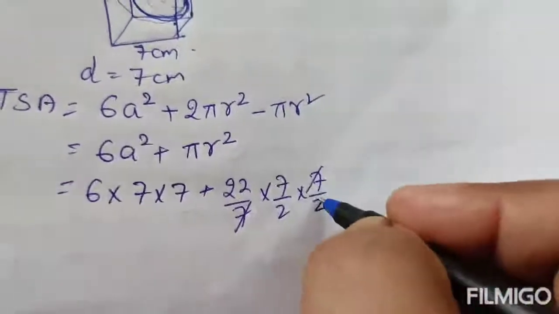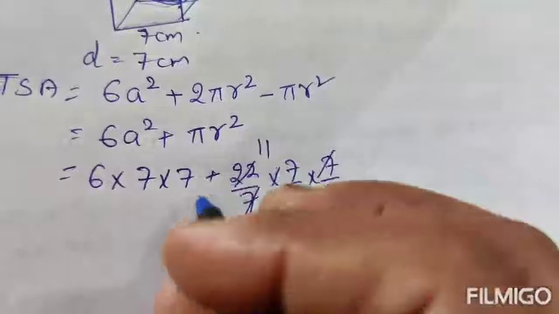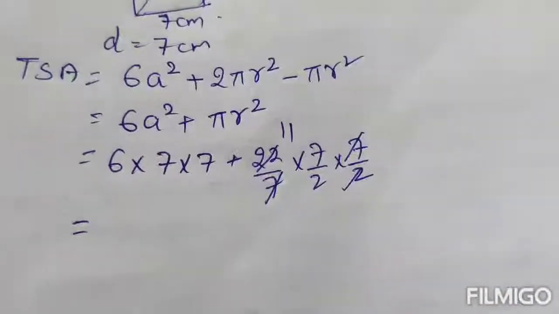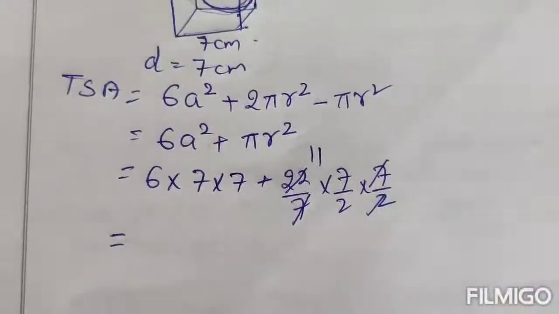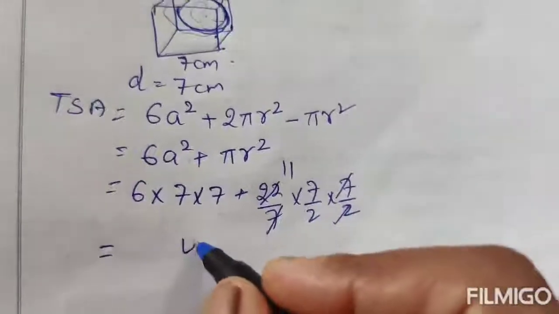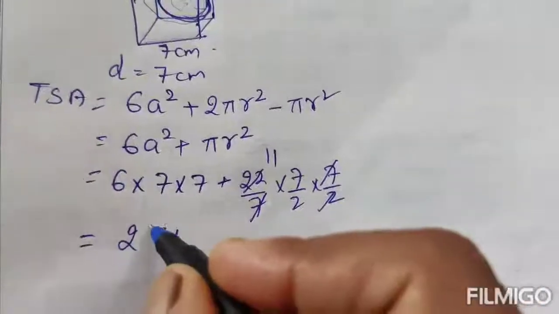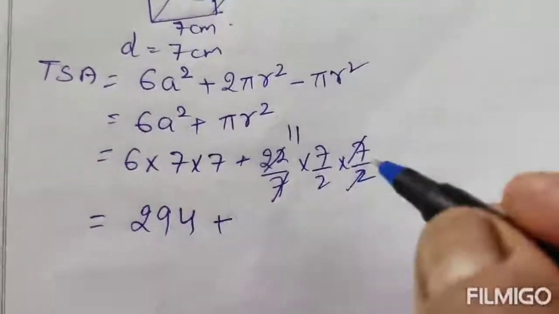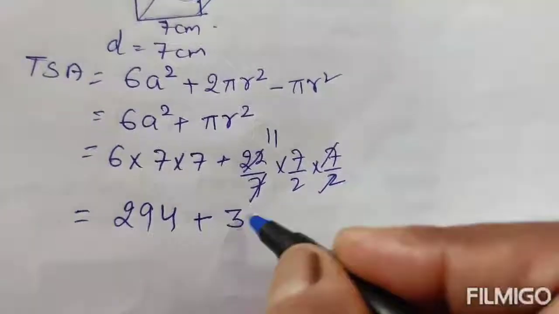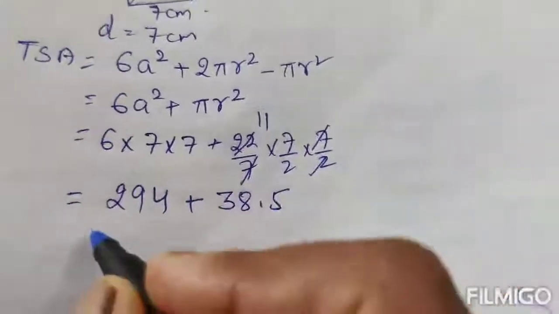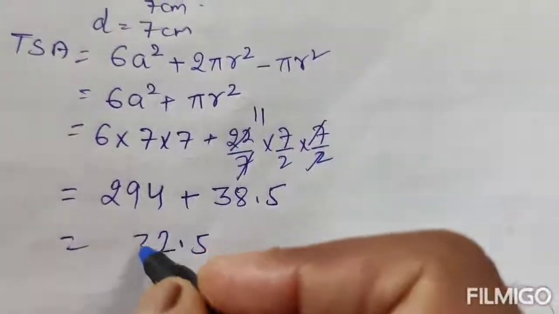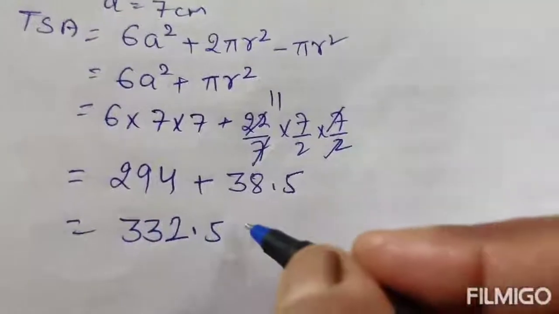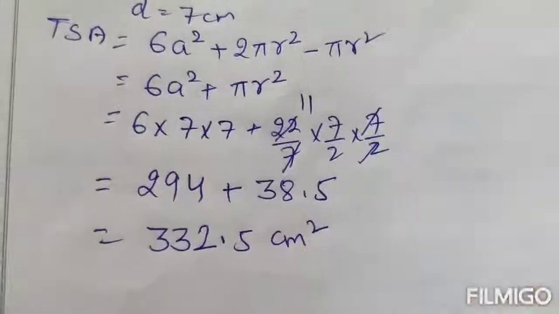Pi r square is 7 by 2 into 7 by 2. Cancel. 6 into 7 is 42, into 7 is 294, plus 77 by 2, which is 38.5. Now adding, we get 332.5 centimeter square. Next question.